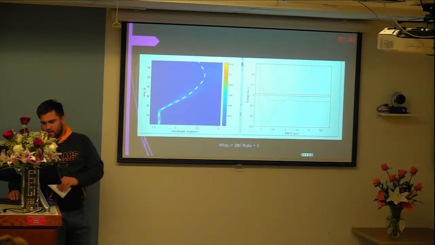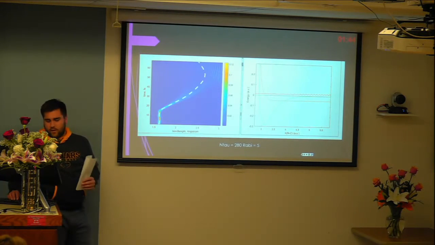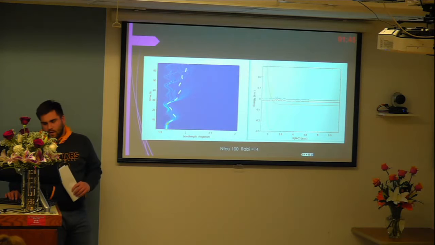Then I got another one here. Intensity of the laser equals 5. Time steps 280. And then our UV laser is 14. Time steps. Can you go to the previous one?